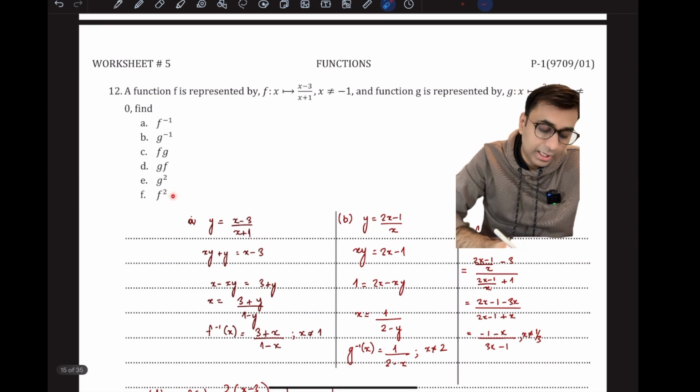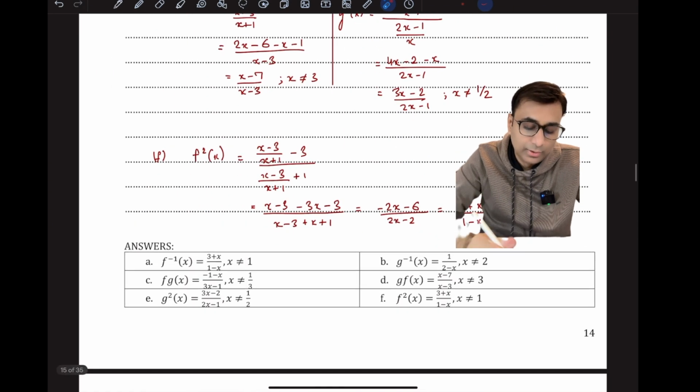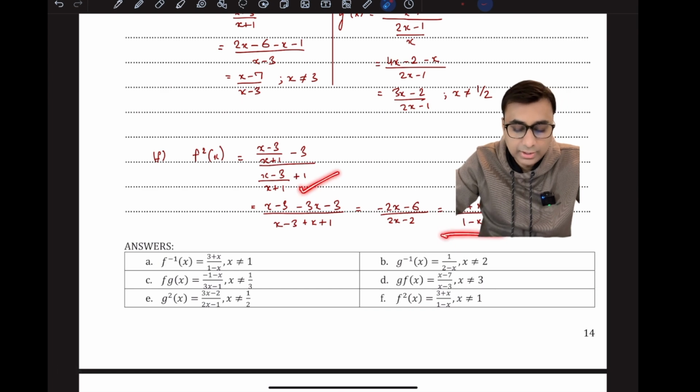Similarly, finally, I have to find f square. That means I'm going to put f back into function f. So in place of x, I'm going to write x minus 3 over x plus 1. And over here also in place of x, I'm going to write down x minus 3 over x plus 1. And I just do my simplification, and I'll get myself the f square x.